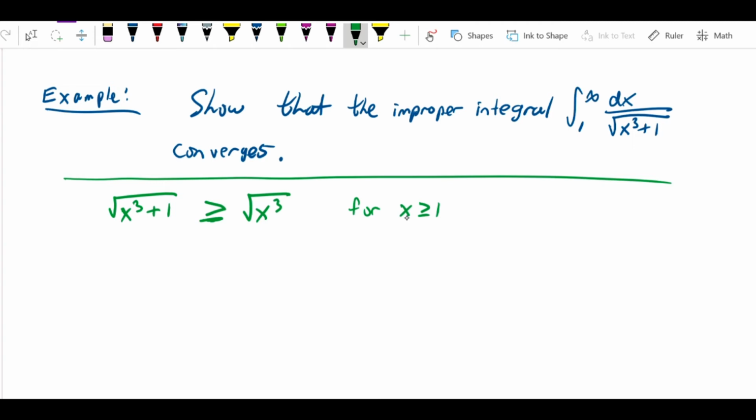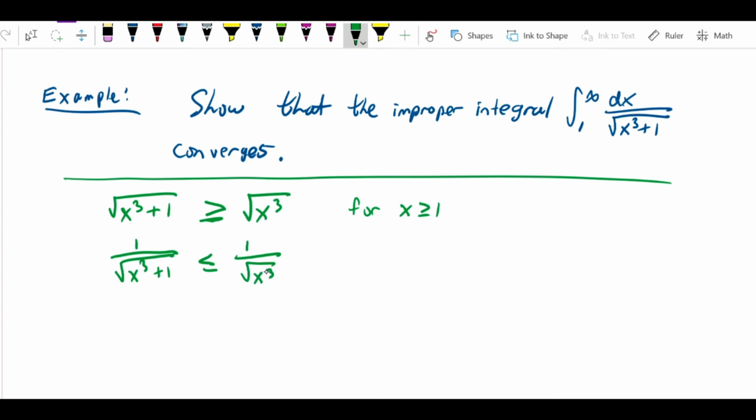Okay, so using a little algebra, if the square root of x cubed plus 1 is greater than or equal to the square root of x cubed, then 1 over the square root of x cubed plus 1 is less than or equal to 1 over the square root of x cubed.